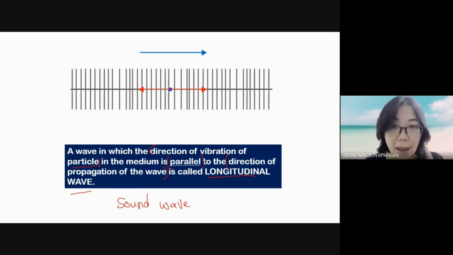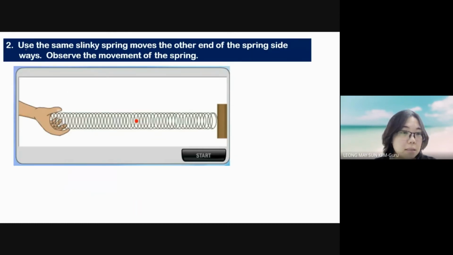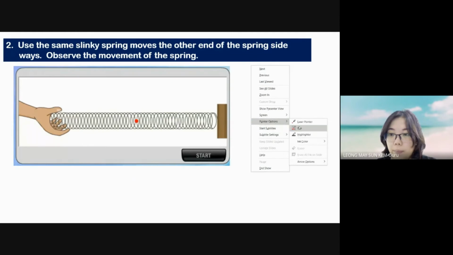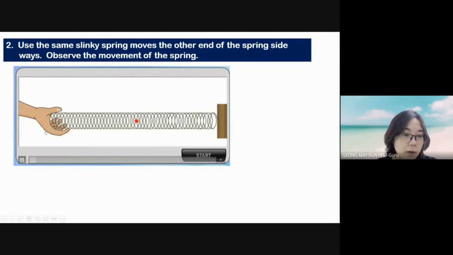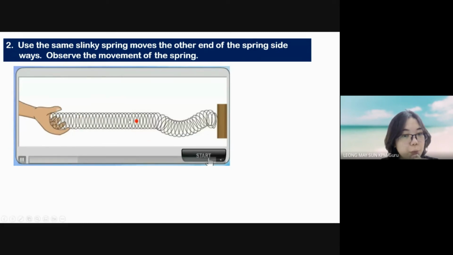A slinky spring is just an apparatus that we use in the lab to introduce longitudinal waves and transverse waves to students. Do not write slinky spring as an example of a wave later in SPM or in your exam paper. Next, using the same slinky spring, but right now we are using another type of movement. Instead of going front and back, the movement is now up and down, and we can see the wave profile over here.